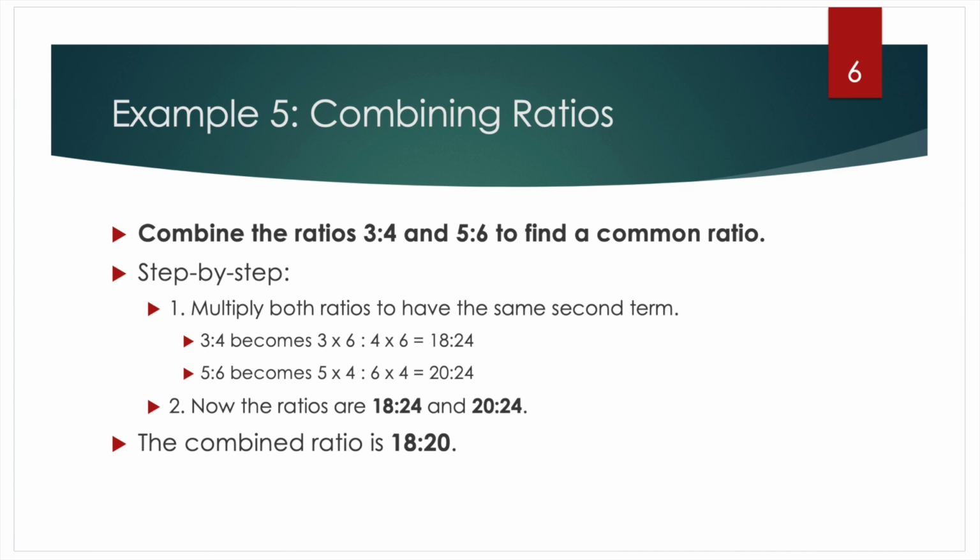In this final example, we'll combine 2 ratios, 3/4 and 5/6. To do this, we need to find a common denominator, just like we did when comparing ratios. We multiply both parts of the ratio 3/4 by 6 and both parts of 5/6 by 4. This gives us the ratios 18/24 and 20/24. Now that both ratios have the same denominator, we can combine them. The combined ratio is 18/20, meaning we can now compare or use these ratios together in the same context.